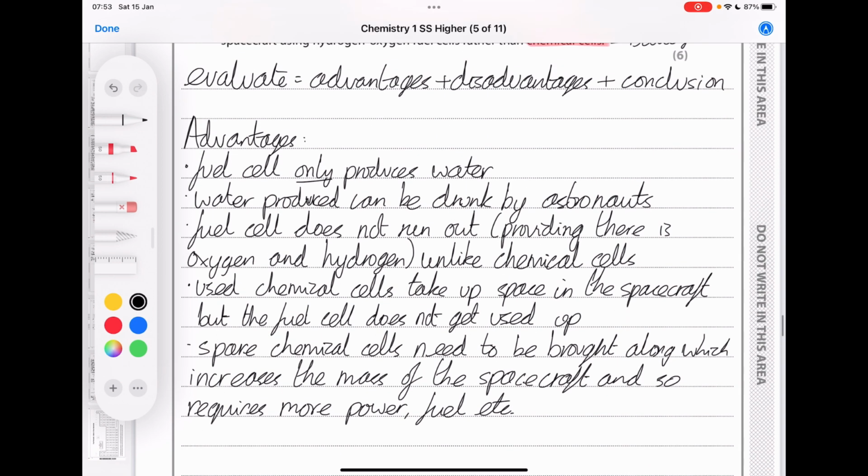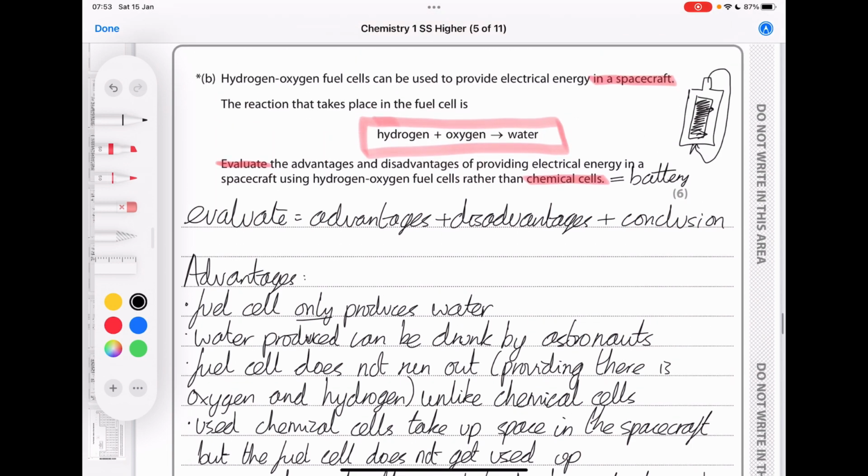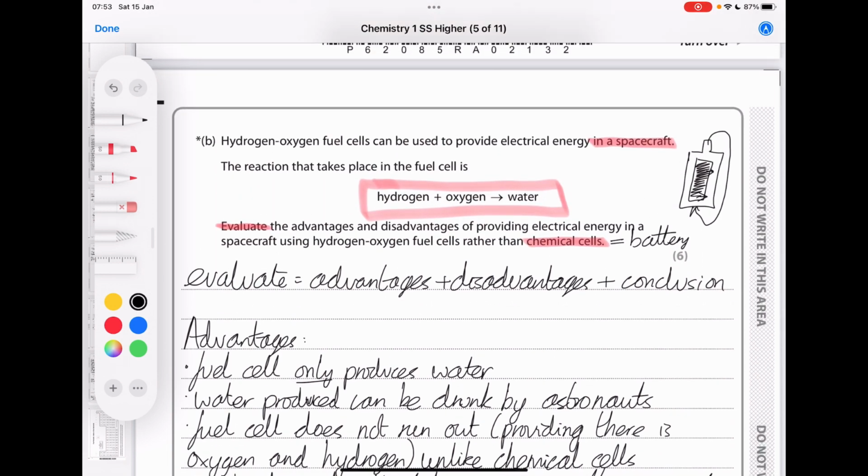In a spacecraft, you want the spacecraft mass to be as small as possible, so it requires the least energy to lift off and reach space, and if you can do that using a constantly renewed fuel cell rather than lots of batteries, that is the way to go.